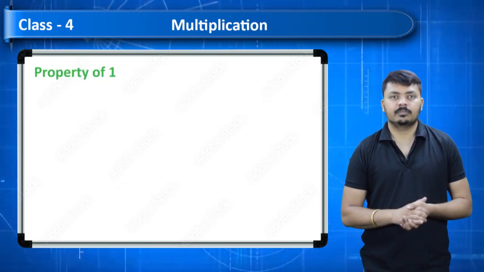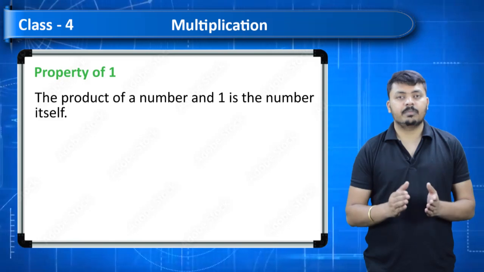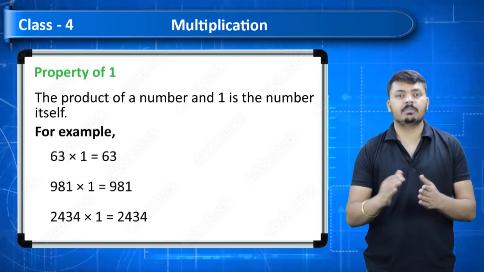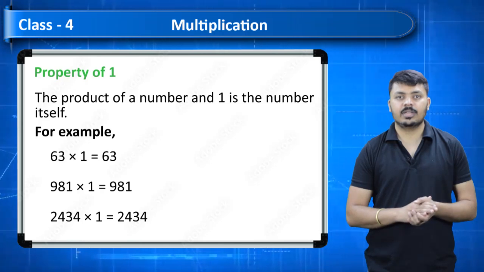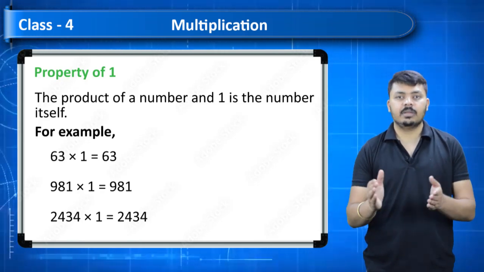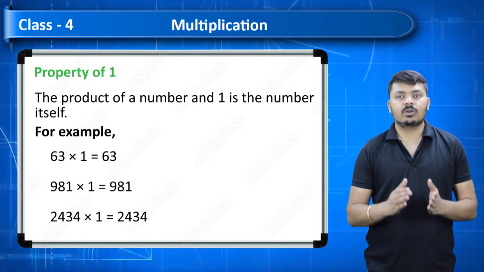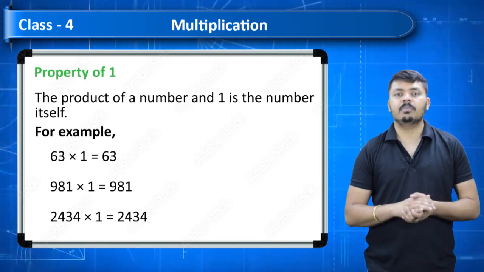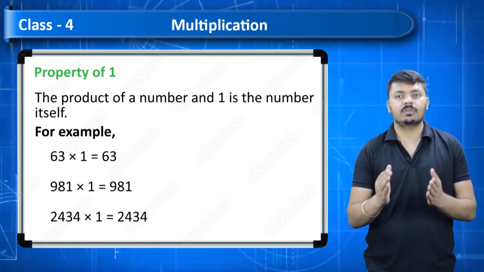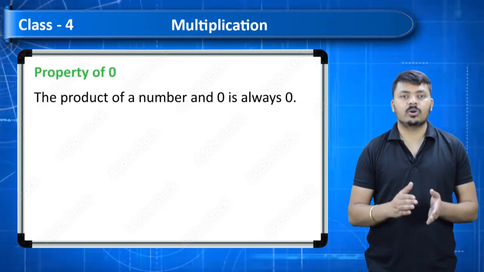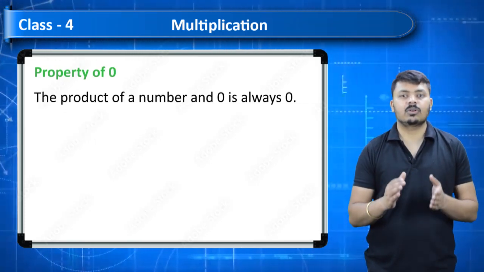Property of 1. The product of a number and 1 is the number itself. For example, 63 multiplied by 1 is equal to 63. 981 multiplied by 1 is equal to 981. 2434 multiplied by 1 is equal to 2434. Property of 0. The product of a number and 0 is always 0.